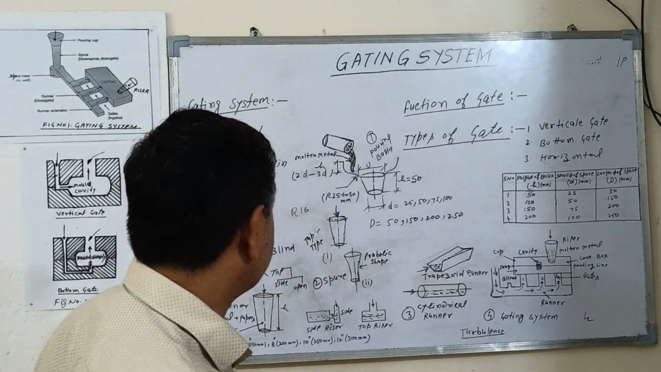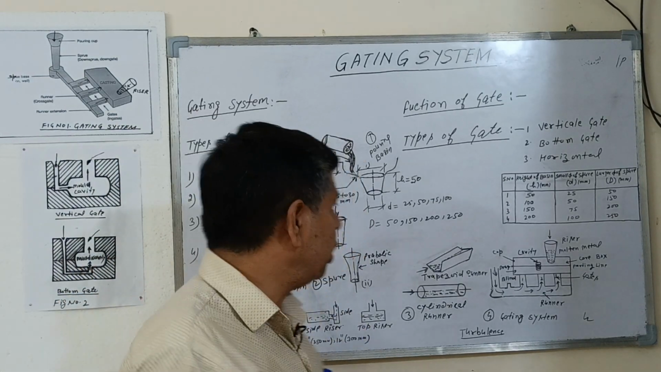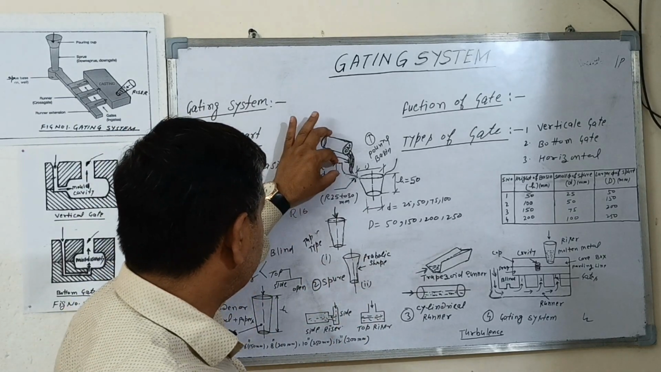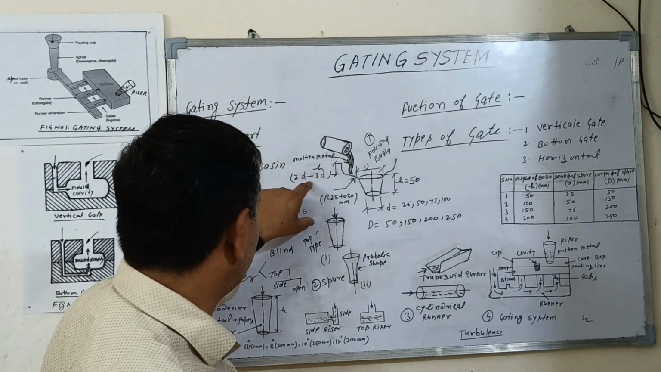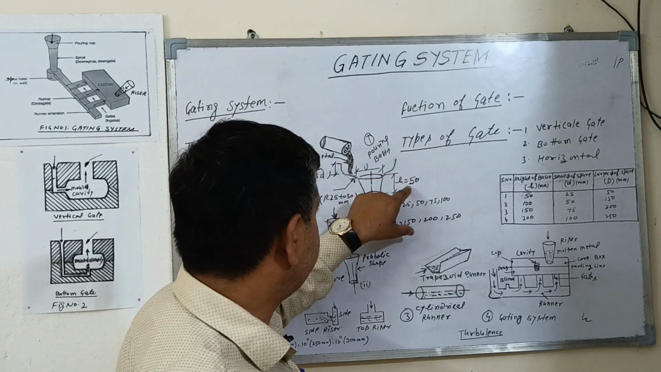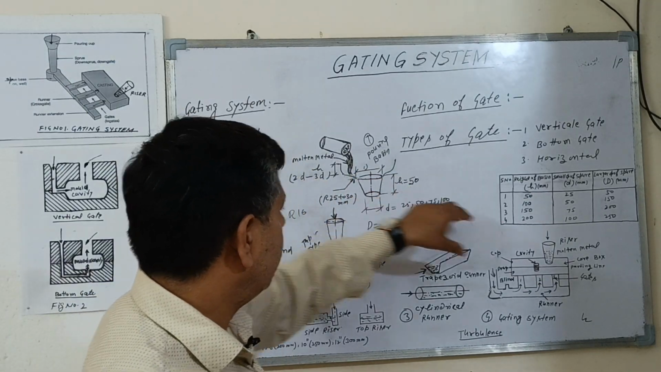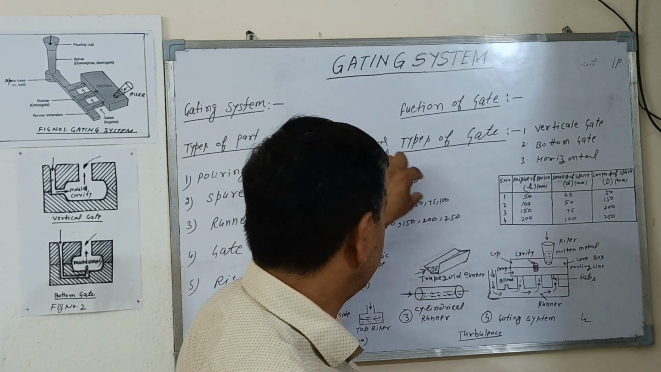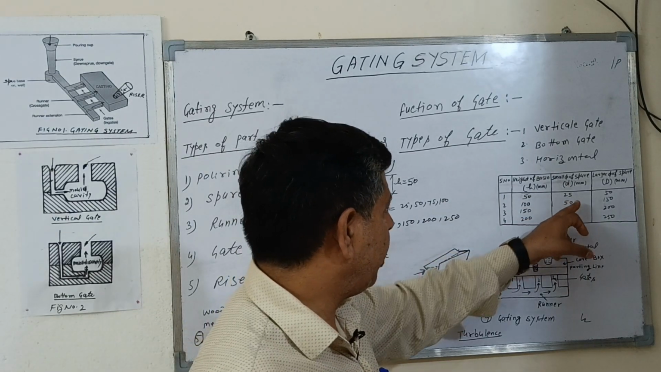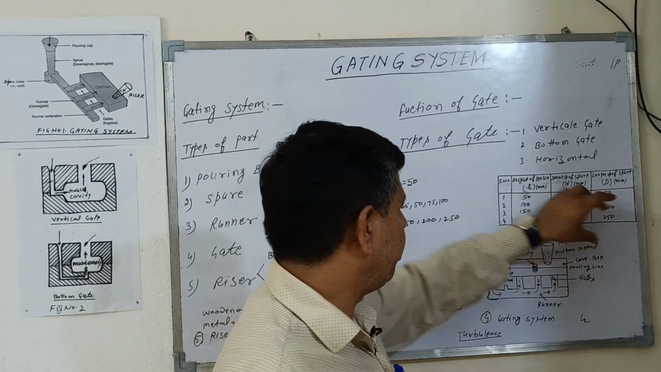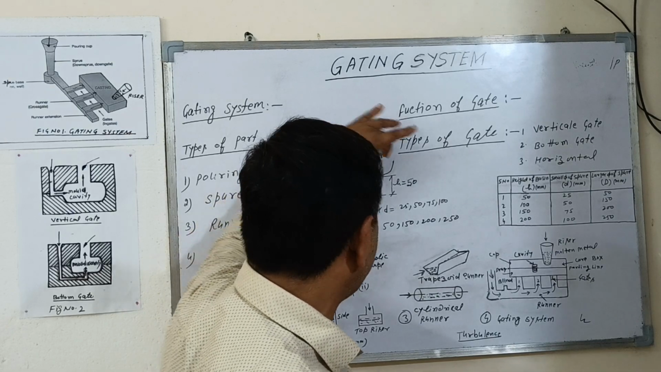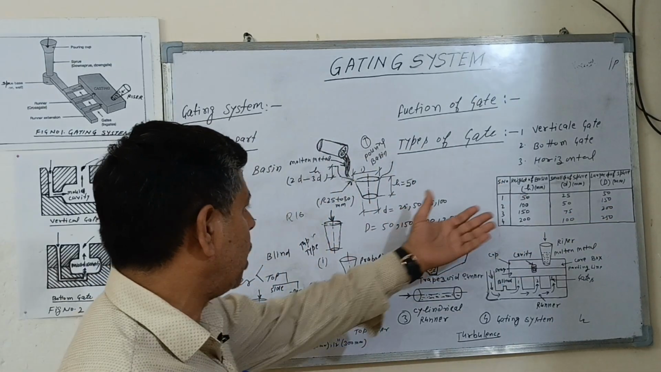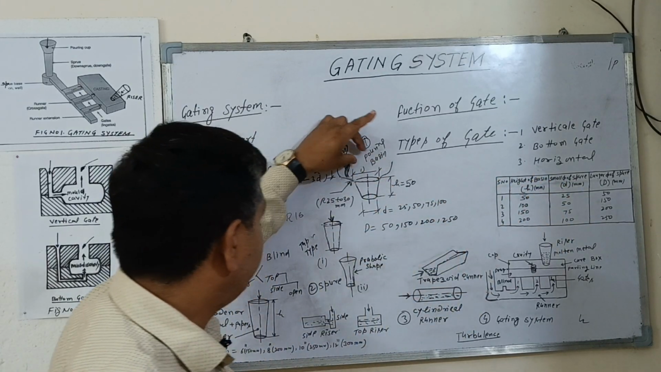Number one is the pouring basin. The pouring basin is used in the form of a cup, rectangular or square shape. The height of the pouring basin is 2D or 3D. The height of this cup, you can see in this table: 50, 100, 150, 200 H. The small diameter is 25, 50, 75, 100 or max, and the major diameter capital D is 50, 150, 200, 250 mm. These are the dimensions of the pouring basin.